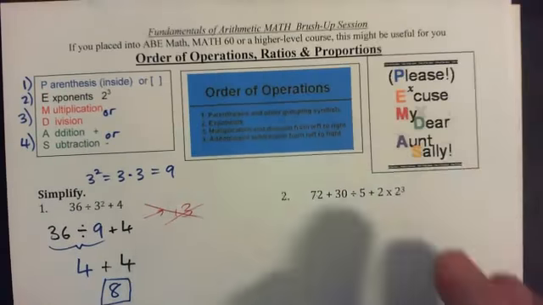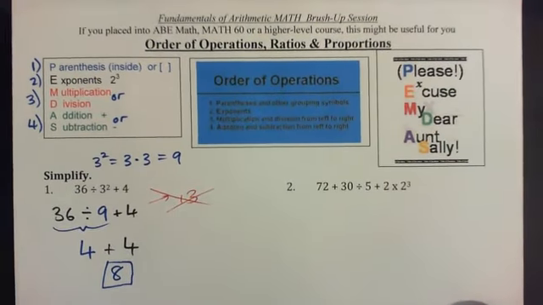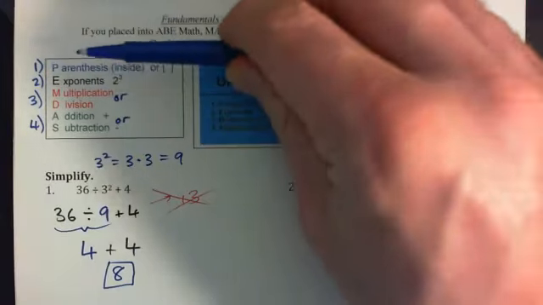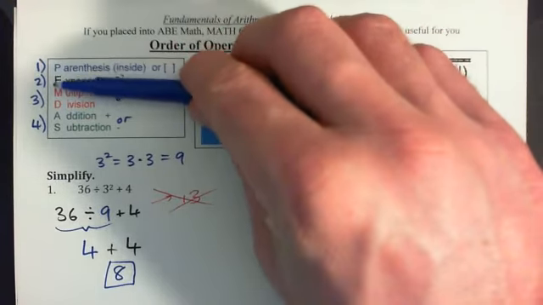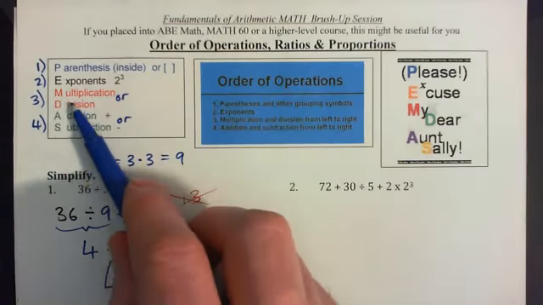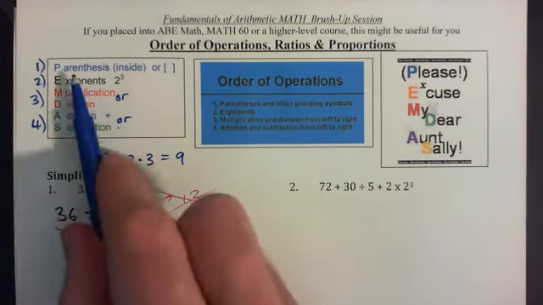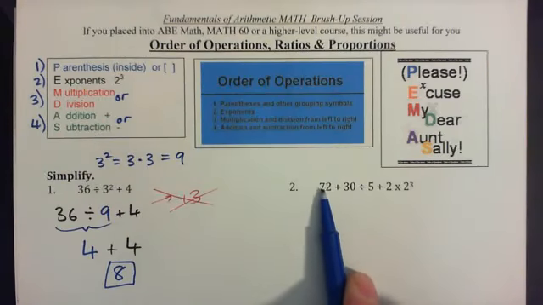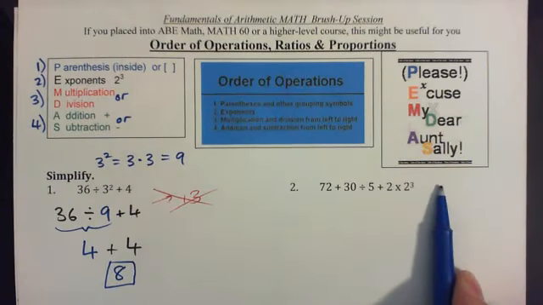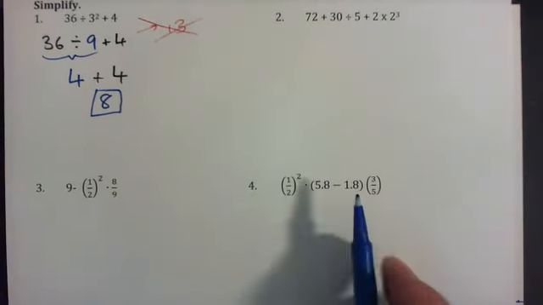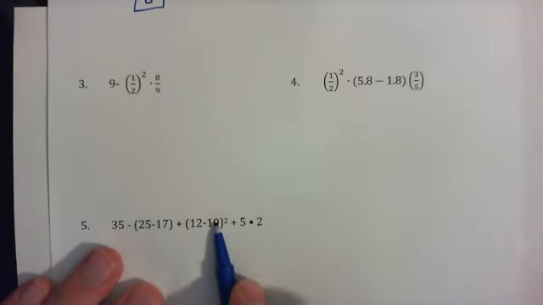Question 2 now. Like we explained in question 1, we're going to go through the order of operations step by step. So we'll start with parentheses, then exponents, and then multiply or divide, then add or subtract. Okay? So first of all, we look through this problem and see, do we have any parentheses? Parenthesis means this 5.8 minus 1.8, or see the 12 minus 10 here on question 5.